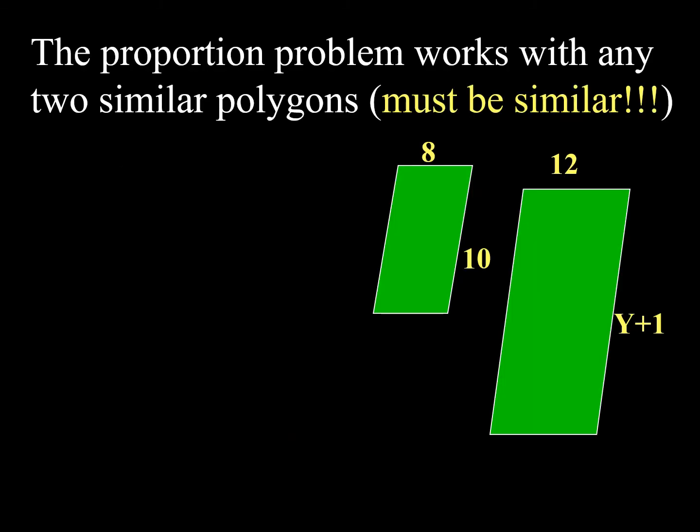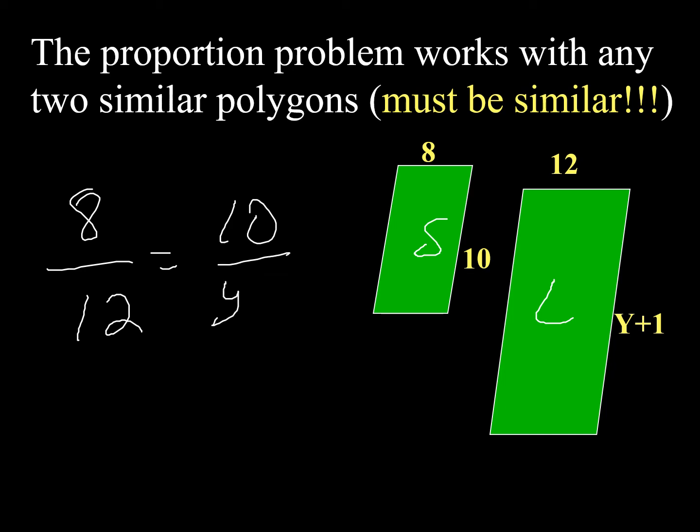So it can go with other shapes. So you still do the small compared to large, 8 over 12. This time it's got a little algebra, 10 over y plus 1. Now to cross multiply, a little bit more of a challenge, not much.